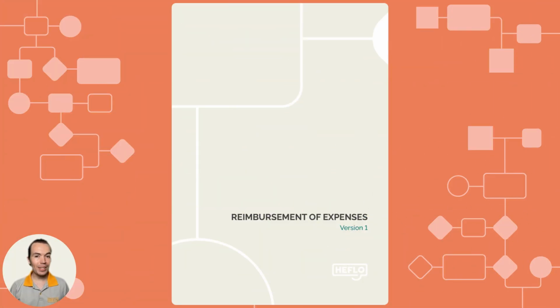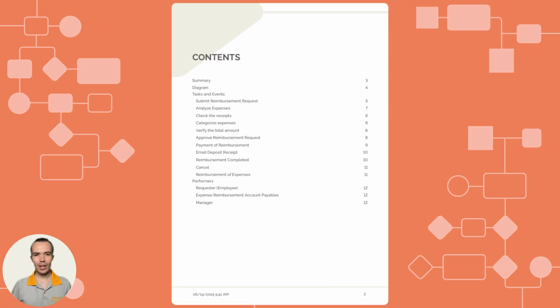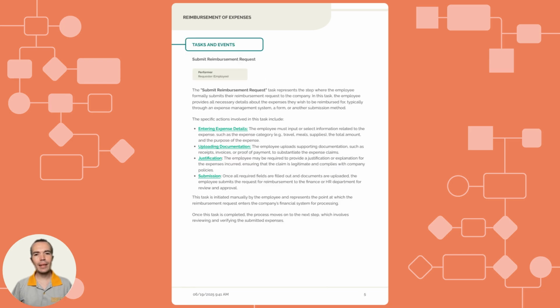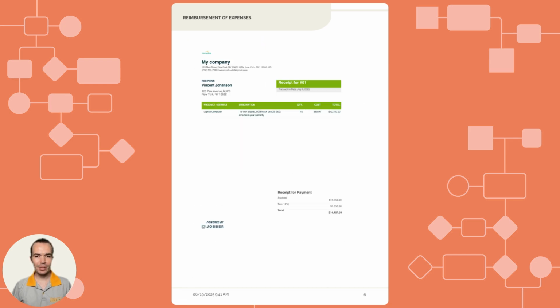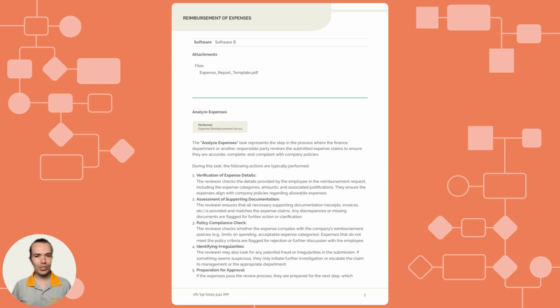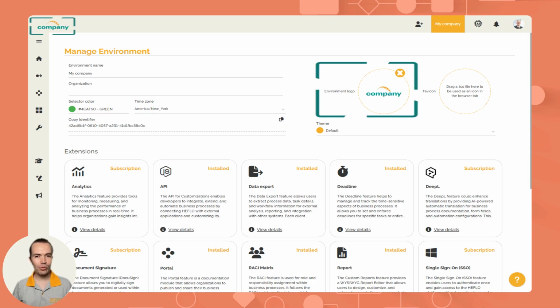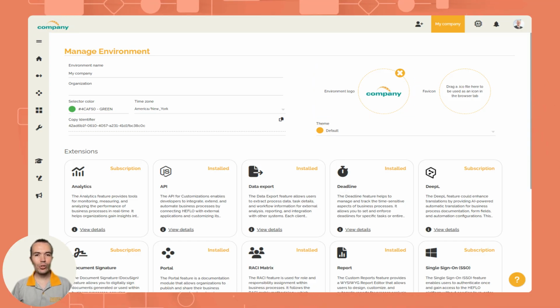You'll get a structured and complete PDF document including a table of contents, the key process information, the diagram, and all selected documentation elements. This allows you to easily share your process with your team or during quality audits. Don't forget to add a logo to your HEFLO environment to further personalize your documentation.